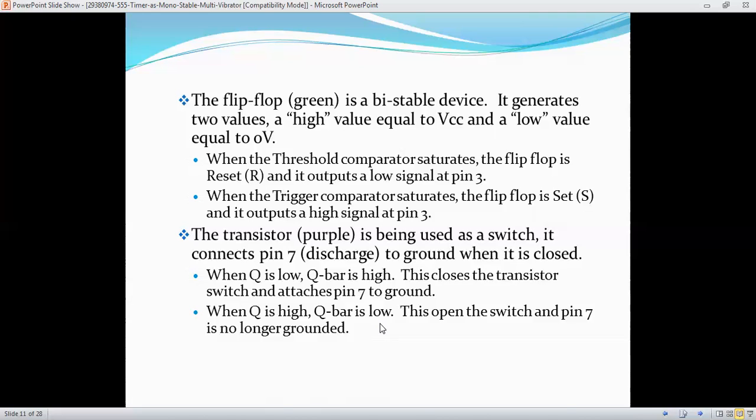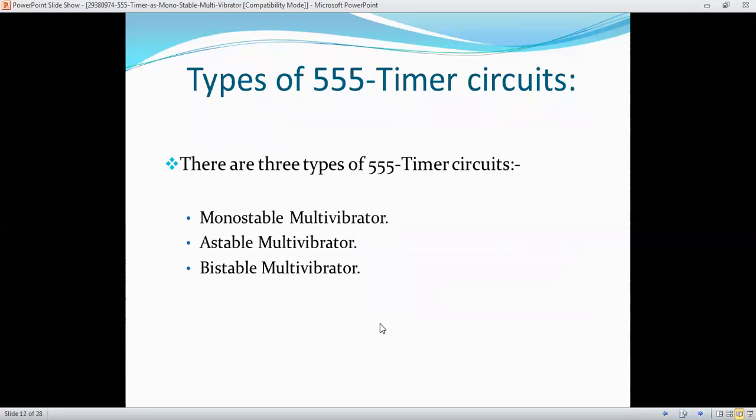This closes the transistor switch and attaches pin number 7 to ground. When Q is high, Q bar is low. This opens the switch, and pin number 7 is no longer grounded. These are the types of 555 timer circuit. There are three types of 555 timer circuit: monostable, astable, and bistable. We will see them in the next classes.